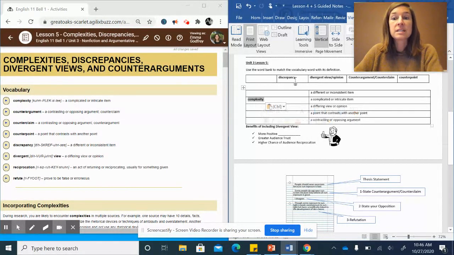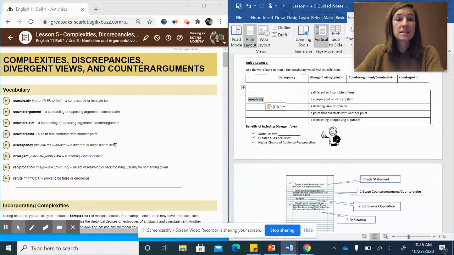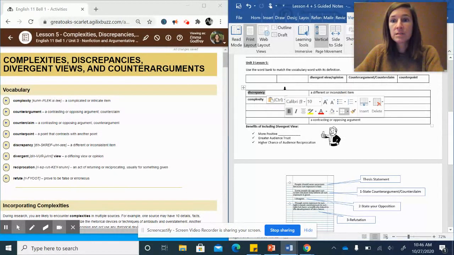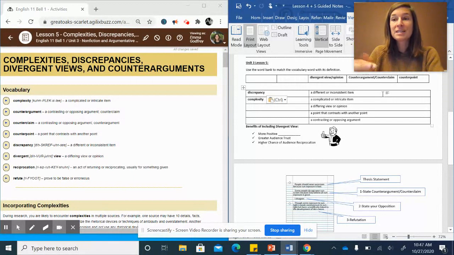The next word is discrepancy. If we go here, it's a different or inconsistent item. So that is our top one. So as you're working on your argument piece, a discrepancy is kind of an outside different viewpoint.